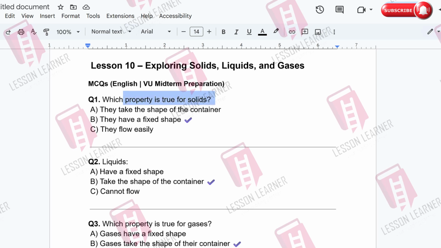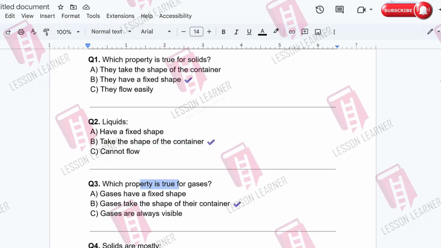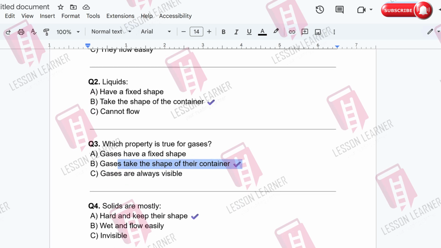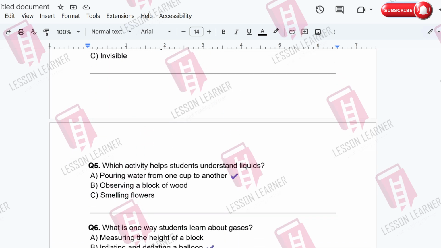Which property is true for solids? They have a fixed shape. Liquids take the shape of the container. Which property is true for gases? Gases take the shape of their container. Solids are mostly hard and keep their shapes.